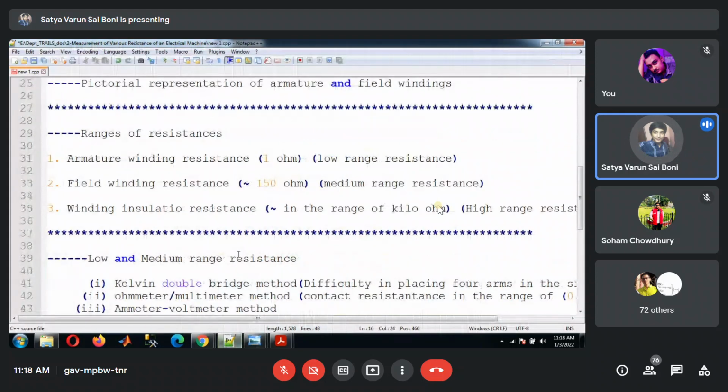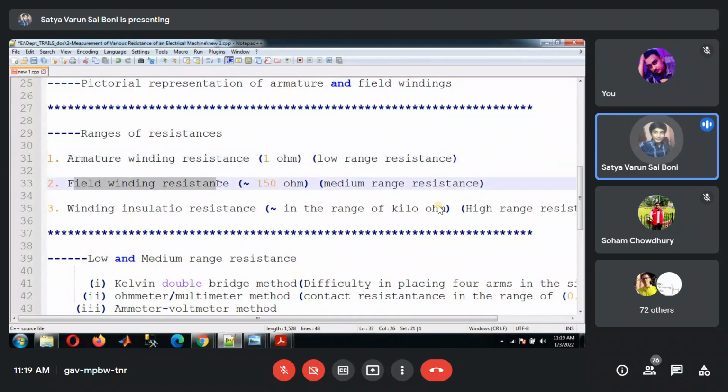So coming to the ranges of resistances, we have armature and field winding and also insulation resistance. So we should know the ranges first, means what are the different ranges of resistances. If you see armature winding resistance, its value is around 1 ohm, means it is low range. Normally resistances are three types, low range, medium range and high range. So coming to the first one, armature winding resistance, it is around 1 ohm. Naturally for any machine, it is around 1 ohm. So you can say it is low range resistance.